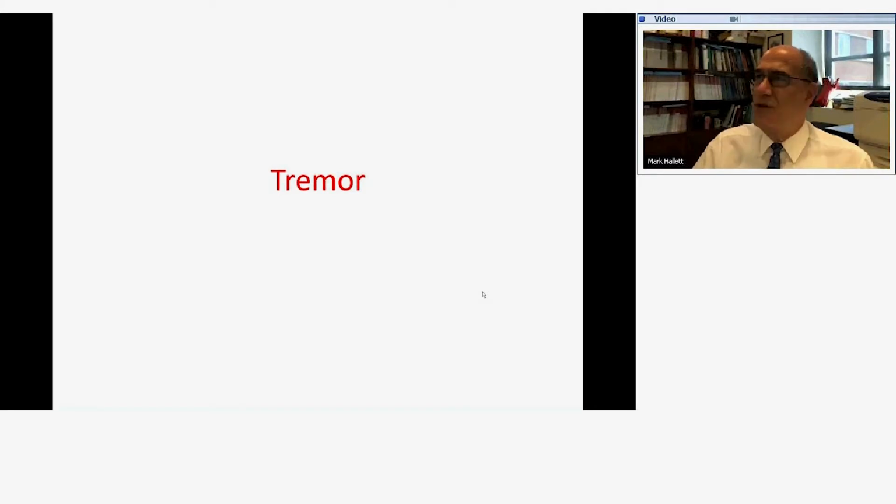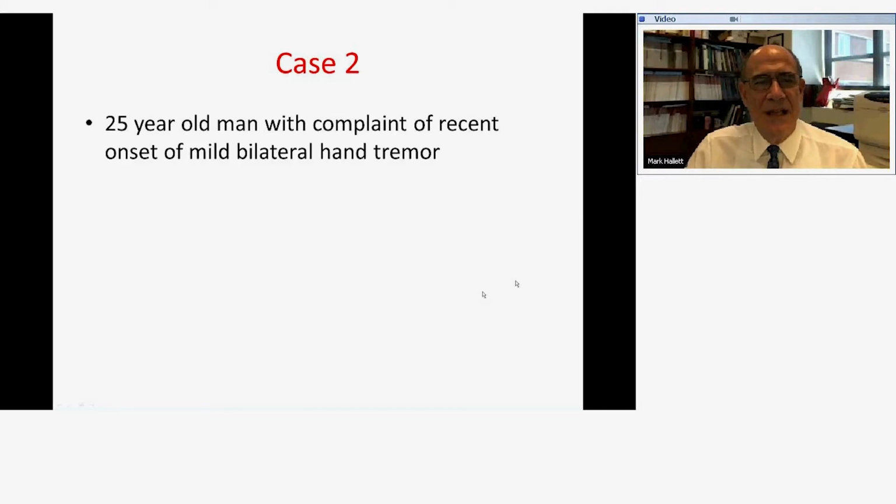All right, I'm going to deal with a second patient now, one that has tremor. And this is another situation where clinical neurophysiology can be useful. In this situation is a 25-year-old man who had a complaint of recent onset of mild bilateral hand tremor.